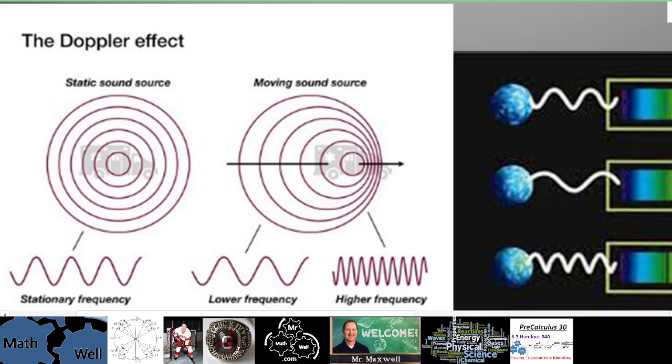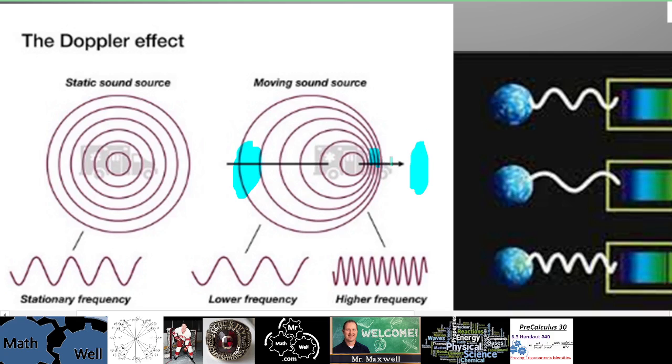Okay, but listen. This is why this happens. Look. When the vehicle is driving towards you, you're in the front here, so you're over here. This is you right here. And look at these wavelengths. You see how they're piling up? And so you hear a sound that's a high frequency or a high pitch. When the vehicle has passed you and you're over here, what you hear is a lower frequency or a lower pitch sound, because the vehicle is traveling one way and the sound waves are going the other way, so they're kind of spreading out a little bit.